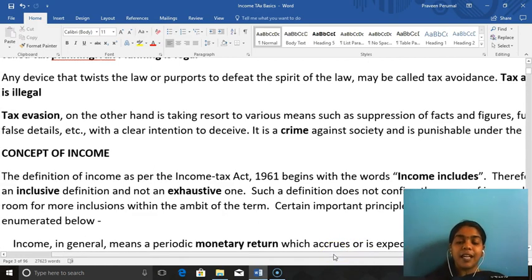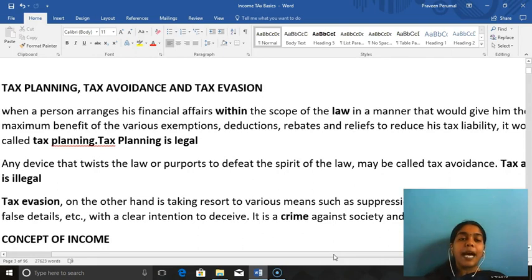We see that there is a thin line of difference between tax planning, tax avoidance, and tax evasion. Tax planning is well within the ambit of law. It is legal in nature, whereas tax avoidance is illegal in nature. The cruel form is called tax evasion, and tax evasion is a crime against society and punishable. So, there is a very thin line of difference. As long as you are within the ambit of the law, it is called tax planning. When you deviate from it, it is called tax avoidance, and it is illegal. When you are just fabricating only to deceive the government, it is called tax evasion, and it is a crime and it is punishable.